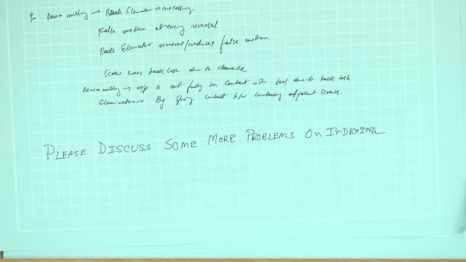So, we will just have a small interlude. Okay. So, indexing: we have discussed simple indexing, we have discussed to some extent compound indexing, and we have also discussed something like differential indexing. Now, what is indexing? Why do we at all require indexing? Indexing means that if for some requirement we need to rotate the workpiece by certain predefined circular angular rotations, we can take the help of indexing in conventional machining.